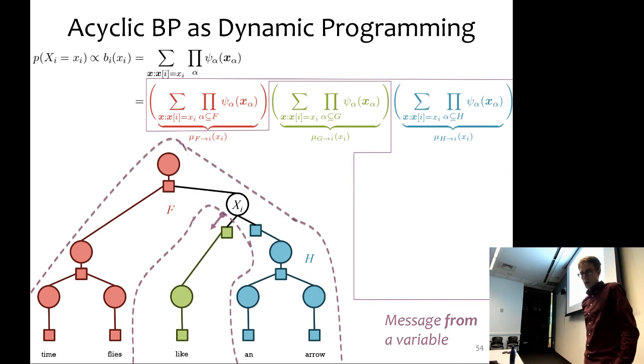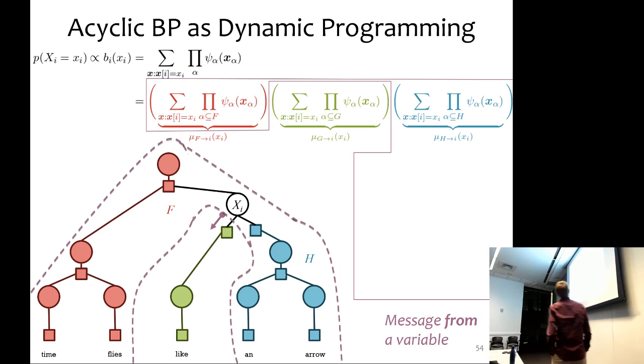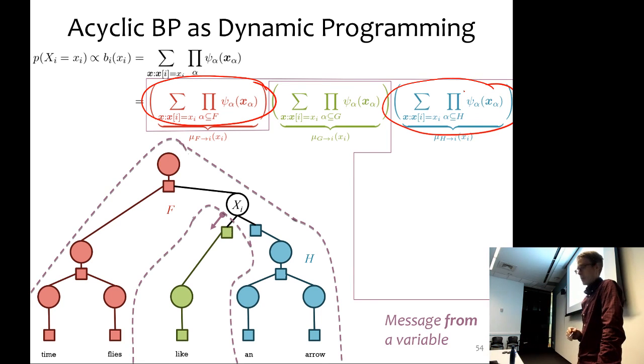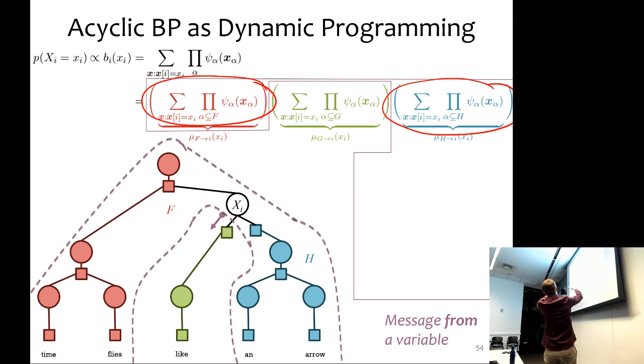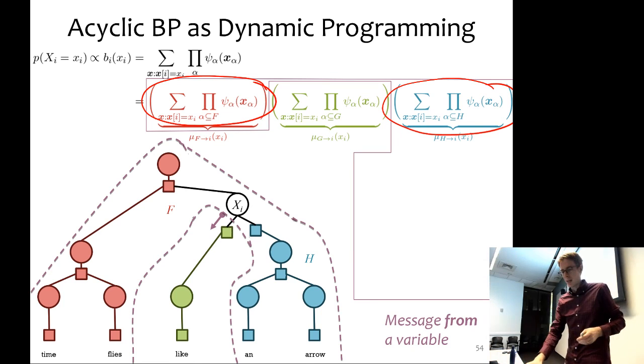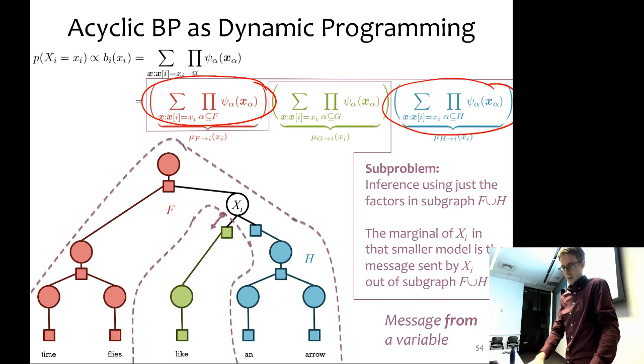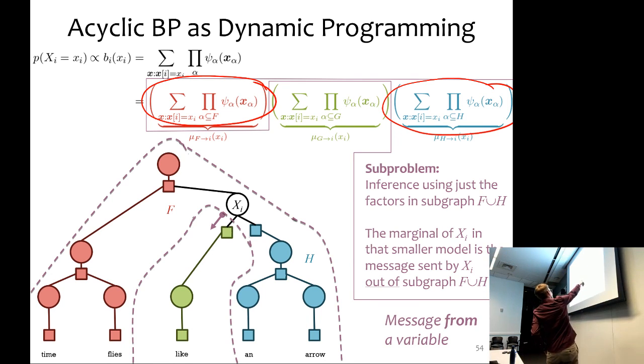Okay, so here's where things get really interesting. What if you wanted to send a message from that variable over to this green factor? Well, that is just like multiplying together this red term and this blue term. If you did so, you would be summarizing all of the information in the red and blue subgraph, plus that variable xi. So we say that the marginal of xi in that smaller model, the purple model, is the message sent by xi out of that subgraph.